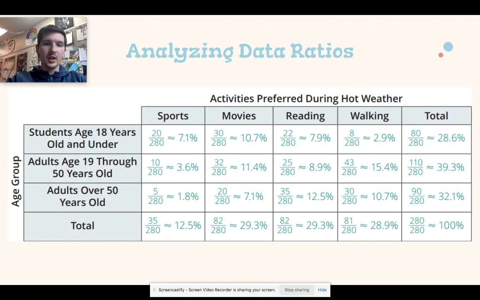So if you remember correctly, 2 days ago, we found the frequencies of these two variables. We were looking at activities preferred during hot weather, which are sports, movies, reading, and walking. And then we also were looking at age groups: 18 and under, between 19 and 50, and then people over 50. And we found all these frequencies. We did each box divided by the total population, and we found the percentages.